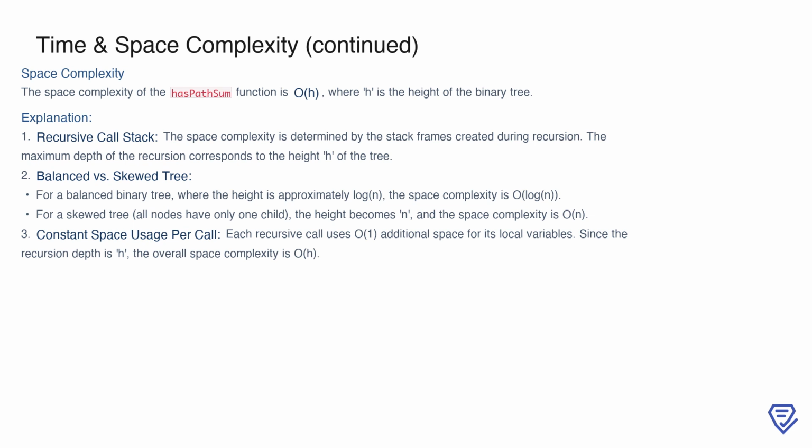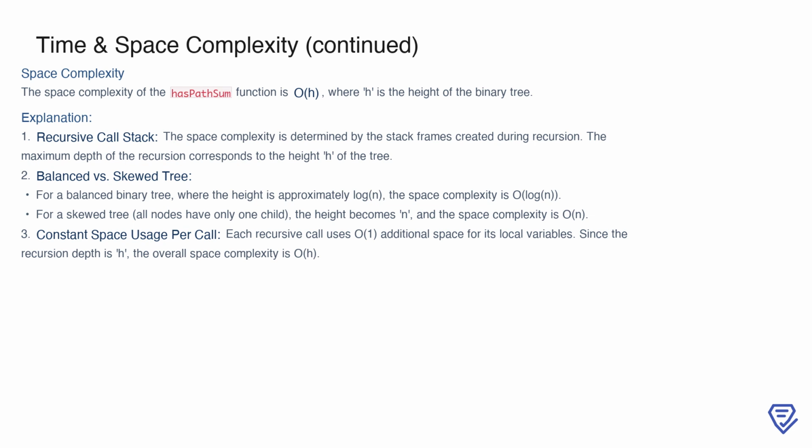However, in a skew tree where all nodes have only one child, the height becomes equal to the total number of nodes, n, leading to an O(n) space complexity. It's worth noting that each recursive call only uses a constant amount of space for its local variables, but since the recursion depth is directly tied to the height of the tree, the overall space complexity depends on h. This means the memory required grows with the height of the tree, highlighting the importance of considering tree structure in analyzing space usage.